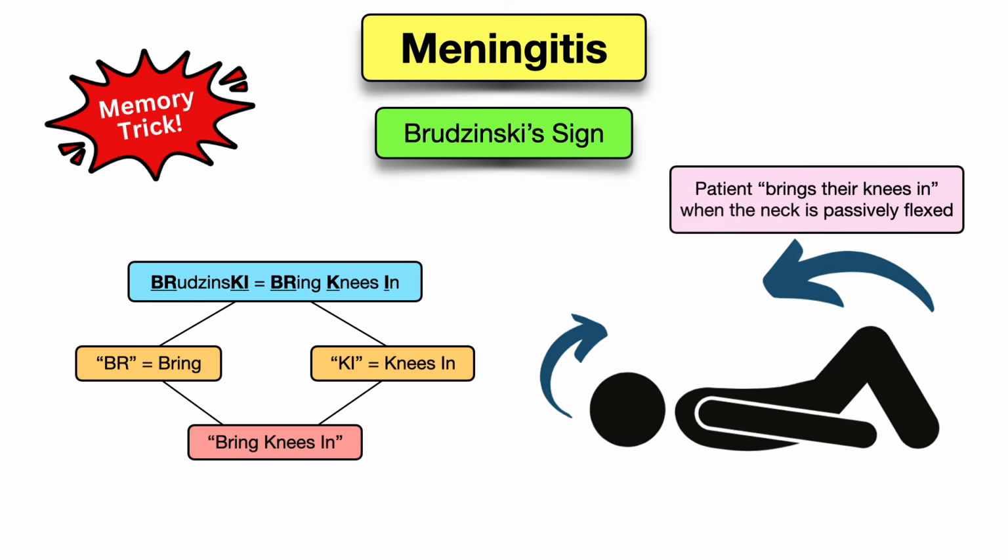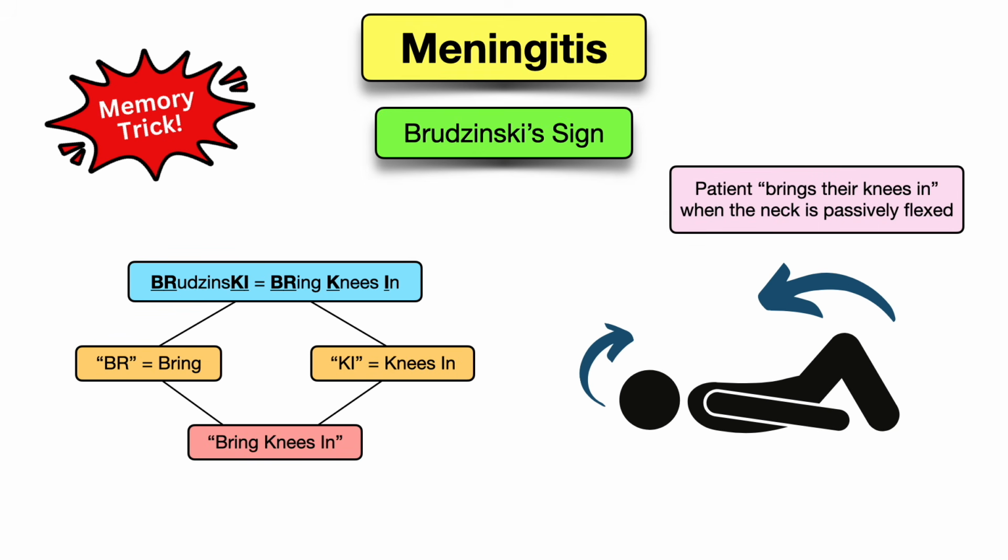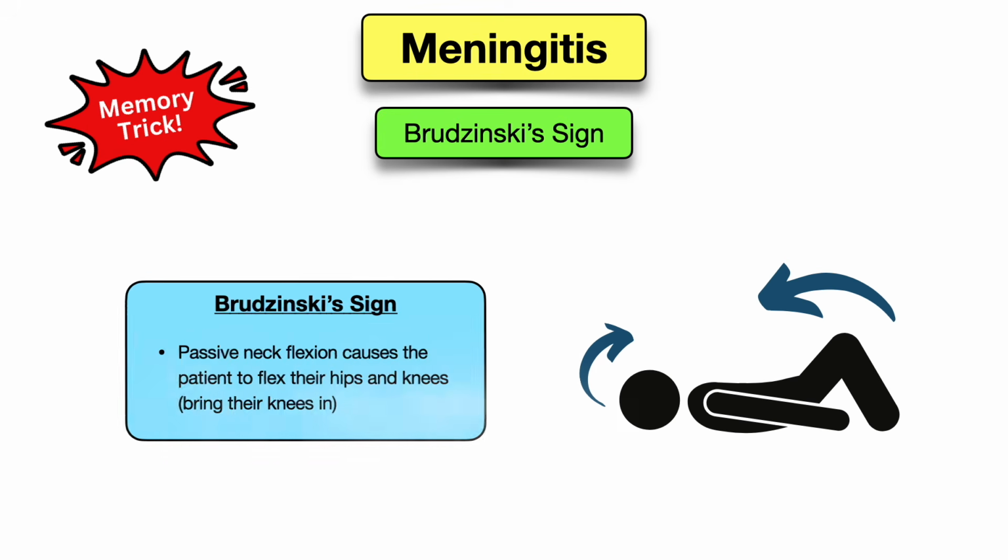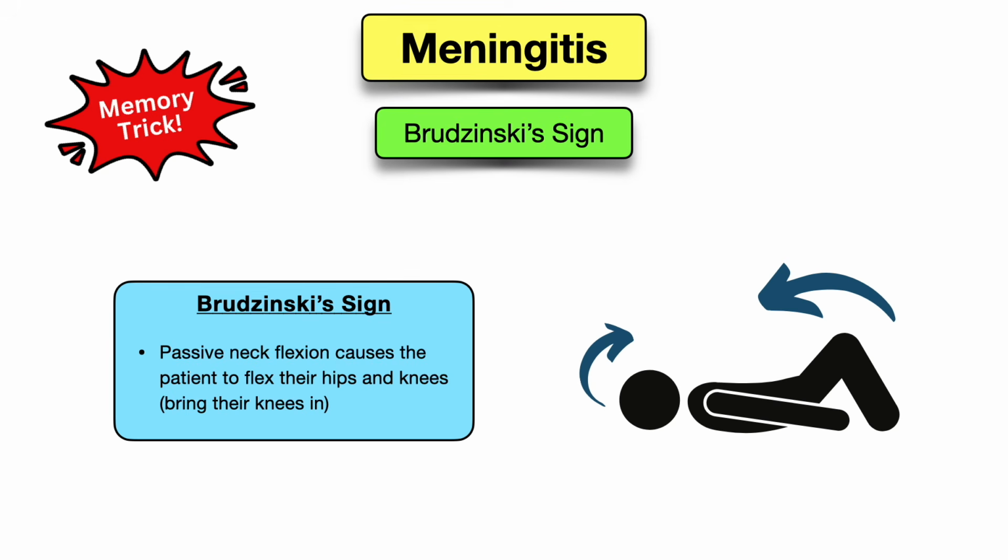This is because Brudzinski sign is when the patient brings their knees in when the neck is passively flexed. In other words, passive neck flexion causes the patient to flex their hips and knees or bring their knees in.